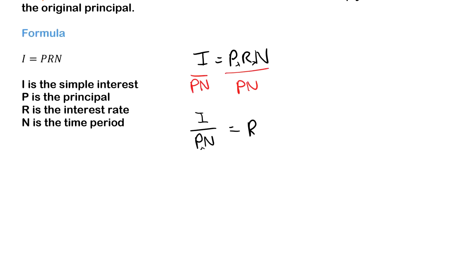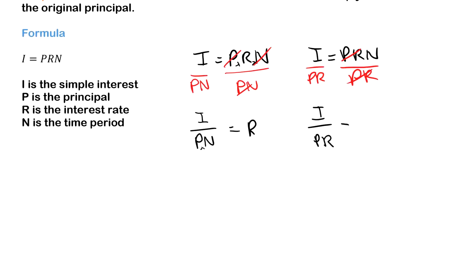Mathematicians are lazy. Let's say I have another version, I equals PRN, but this time I want to find my N term. So I need to divide by the other letters, PR. They cancel out, and I'll also cross these out over there. So I'm left with I over PR equals N. And obviously you can do that if you're trying to find the principal as well. Remember, you're always dividing by what you don't want.